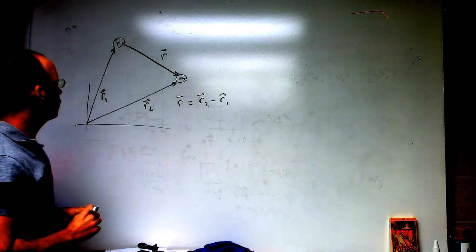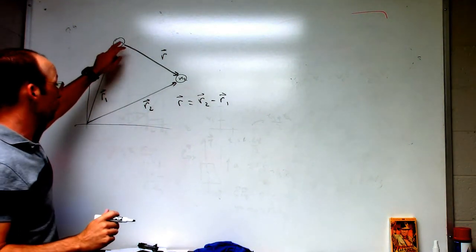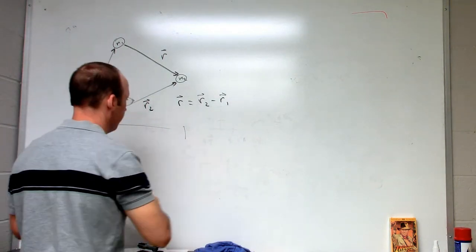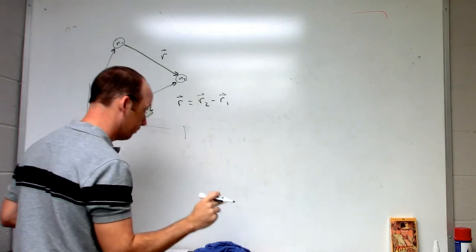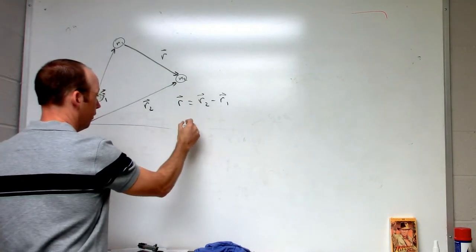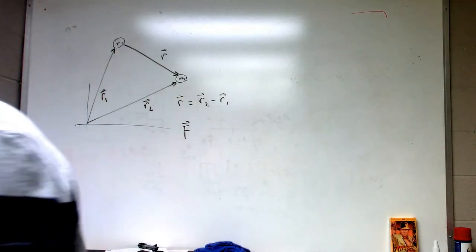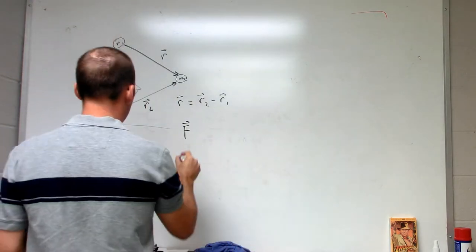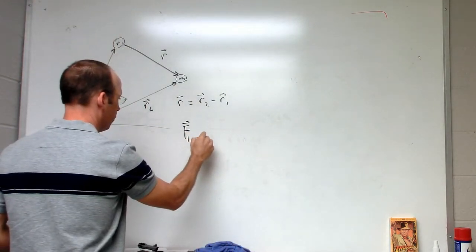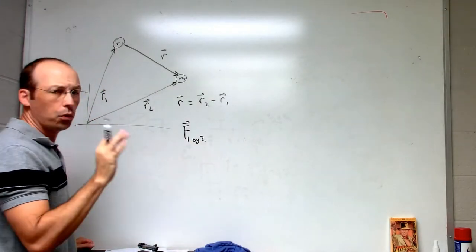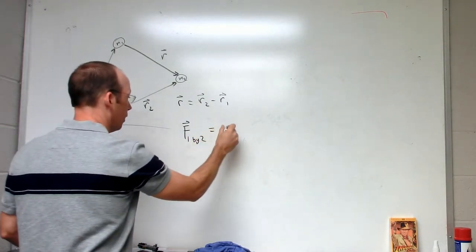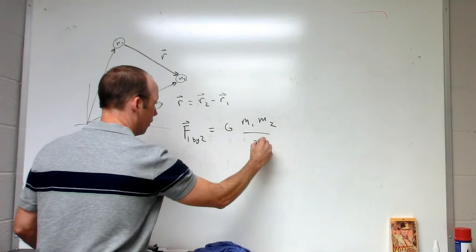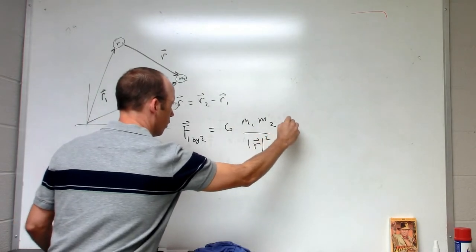Then I can find the gravitational force on mass 1. I want to use the same notation as the book: F on 1 by 2. We will usually drop this notation, but it's going to be equal to G mass 1 mass 2 over the magnitude of R squared, R hat.